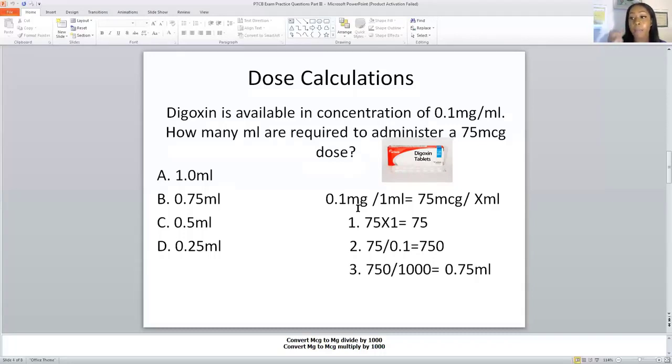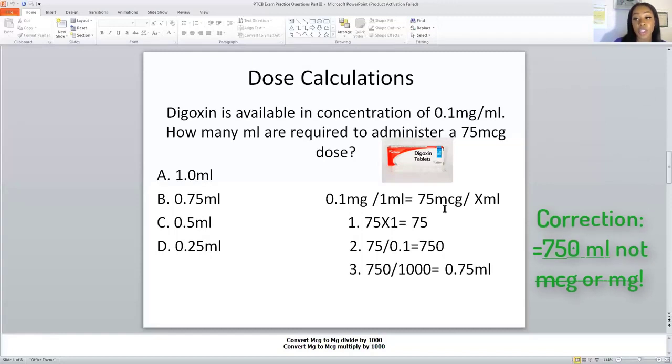So 0.1 milligrams over 1 equals 75 micrograms over x ml. The first step is going to be 75 times 1 equals 75. And then you're going to do 75 divided by 0.1, which is going to give you 750, okay? 750 is in micrograms because that's where we are here. But we need to actually convert it from micrograms to milligrams, okay? And so we need to convert it from micrograms to milligrams, right? And here we are. We have 75 times 1 equals 75, and then 75 divided by 0.1 equals 750. You're going to take the 750 and divide that by 1,000.